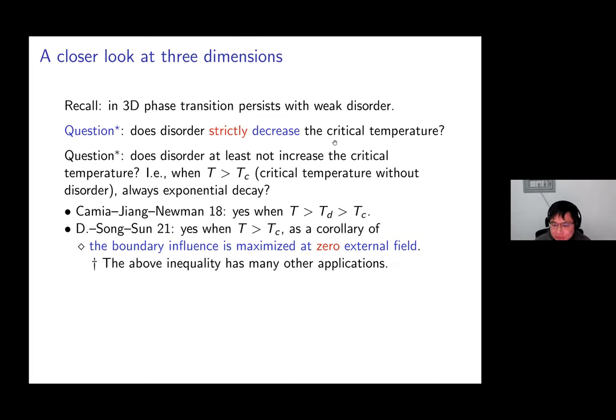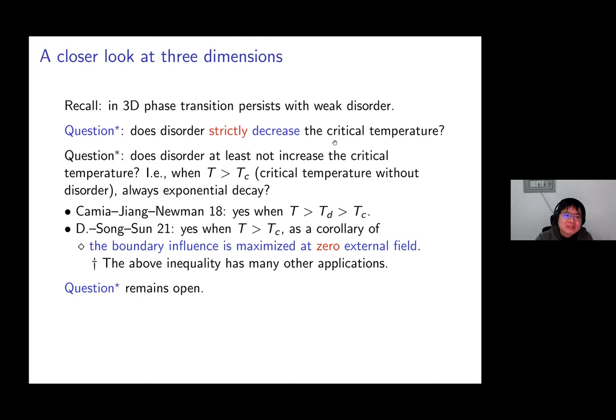increase the boundary influence. And as a result, since when T is larger than T_c, if there is no external field, we have exponential decay, by this inequality we get exponential decay also with presence of disorder. This above inequality has many other applications too. And very recently, I think it has been used to derive something for the log-Sobolev inequality for the Ising model and also for FKG models.